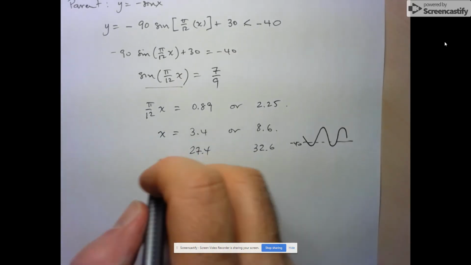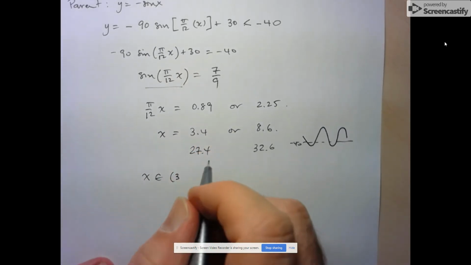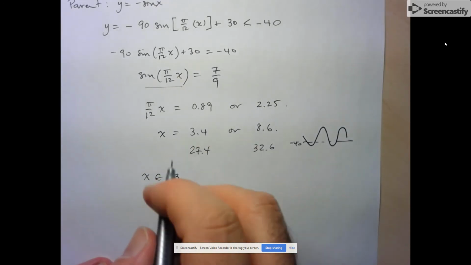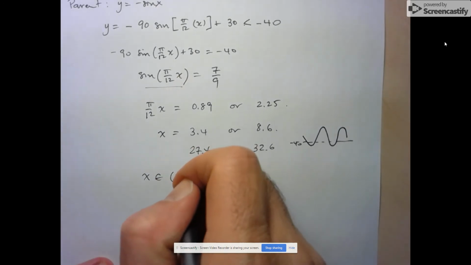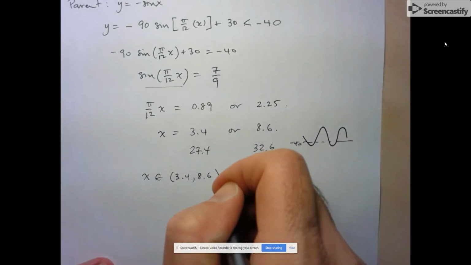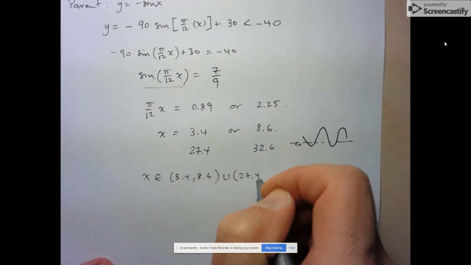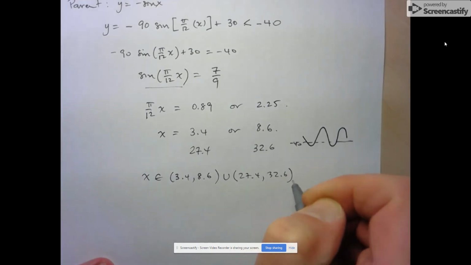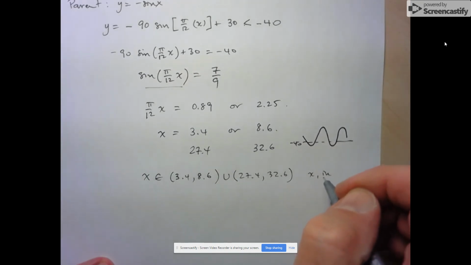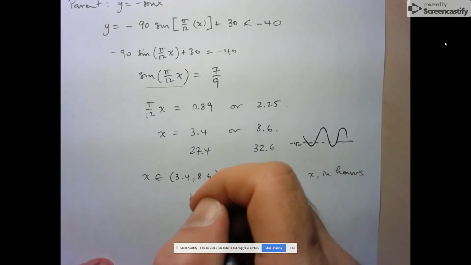So our solution here is that x is in, okay, so since it has to be strictly below negative 40, I'm going to use open brackets to not include these. Okay, so here 3.4 to 8.6, so in this interval here, and then also including 27.4 to 32.6, and here x is in, I guess we're working in hours. Okay, and so there are our answers.